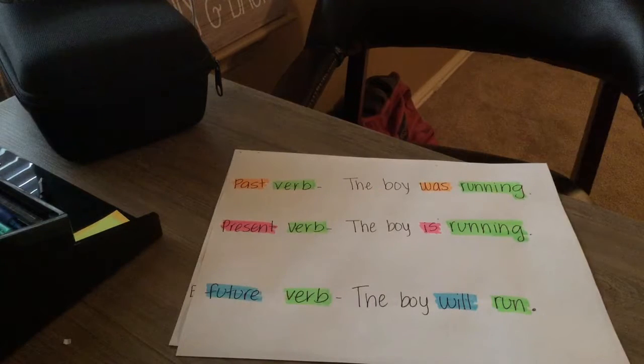So, as we identify our verbs, we will classify them by asking ourselves questions. Questions like, when is this verb or action taking place? Is it happening in the past? Is it happening in the present? Or is it happening in the future? Think about that for a minute.